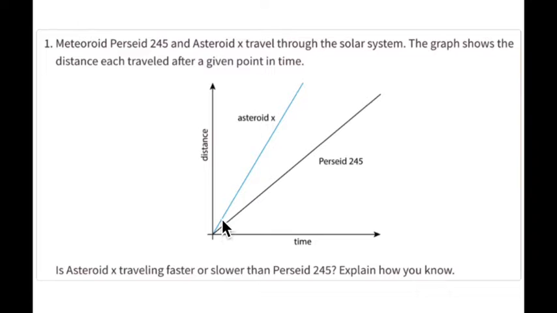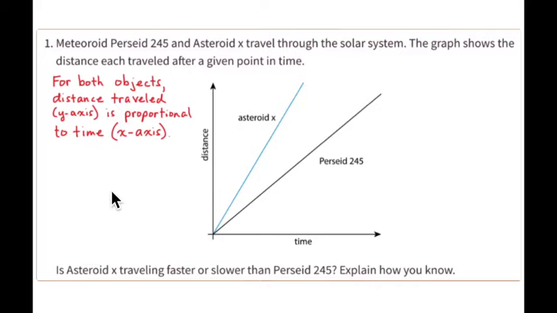And notice that their speed is a proportional speed. It's not speeding up or slowing down. They're moving at a steady speed or a steady rate. Is asteroid X traveling faster or slower than Perseid 245? Explain how you know. Well, you can solve this problem in a couple different ways.